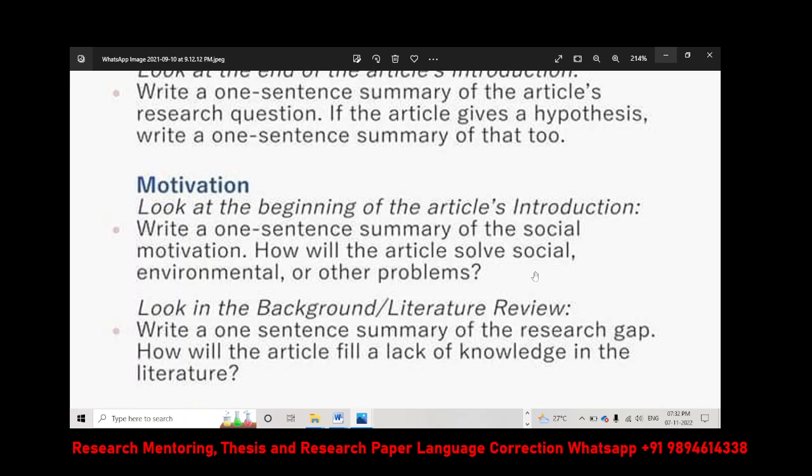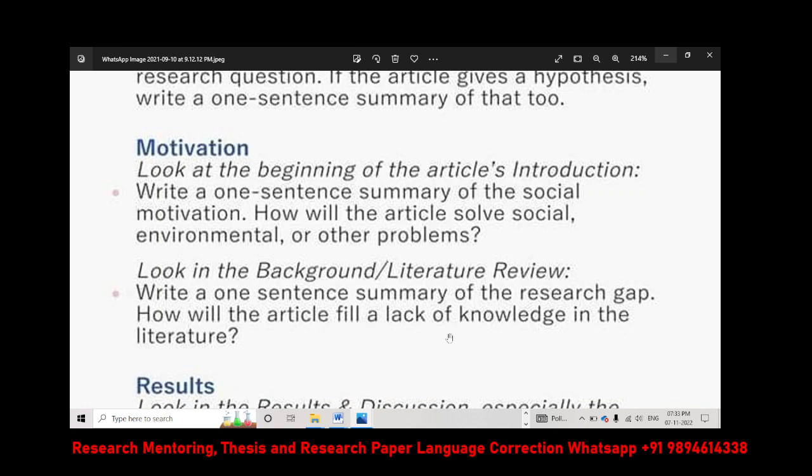Definitely they could have discussed this in the introduction section. At the beginning of the introduction section, you can read it and you will be able to identify it. You can make a note of this also. And one more thing, you have to look at the background and literature review section, where the article fills a lack of knowledge in the literature. So they could have established their research gap. How did they establish the research gap? How did they come to the exact conclusion of what they wanted to do in this particular research?